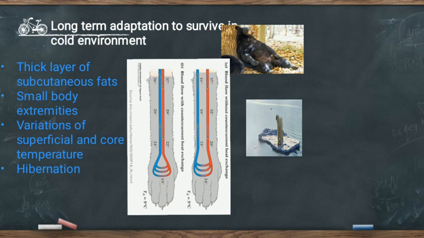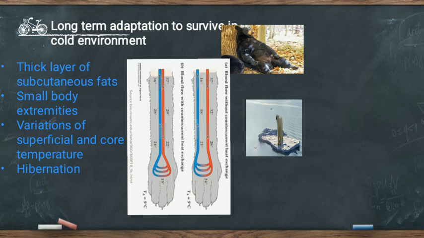The organism allows the superficial temperature to fluctuate with that of the environment, reducing the temperature gradient, but the core temperature remains as it is supposed to be. This is achieved by a mechanism known as the countercurrent heat exchanger, which is normally found in the limbs of many birds and other mammals.